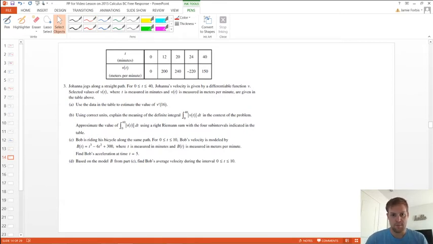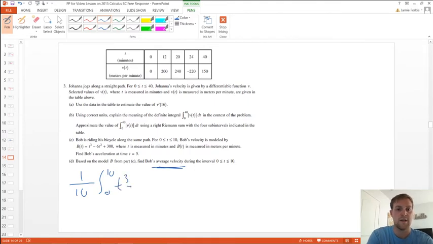It says, based on the model from part C, so that b of t equation, find Bob's average velocity during the interval 0 to 10. Okay, average velocity. It's like saying find the average value, and we know an equation for the average value. It's 1 over b minus a times the integral of it. So we're going to say 1 over 10 minus 0, which is just 10, times the integral 0 to 10 of b of t, which is t cubed minus 6t squared plus 300 dt.